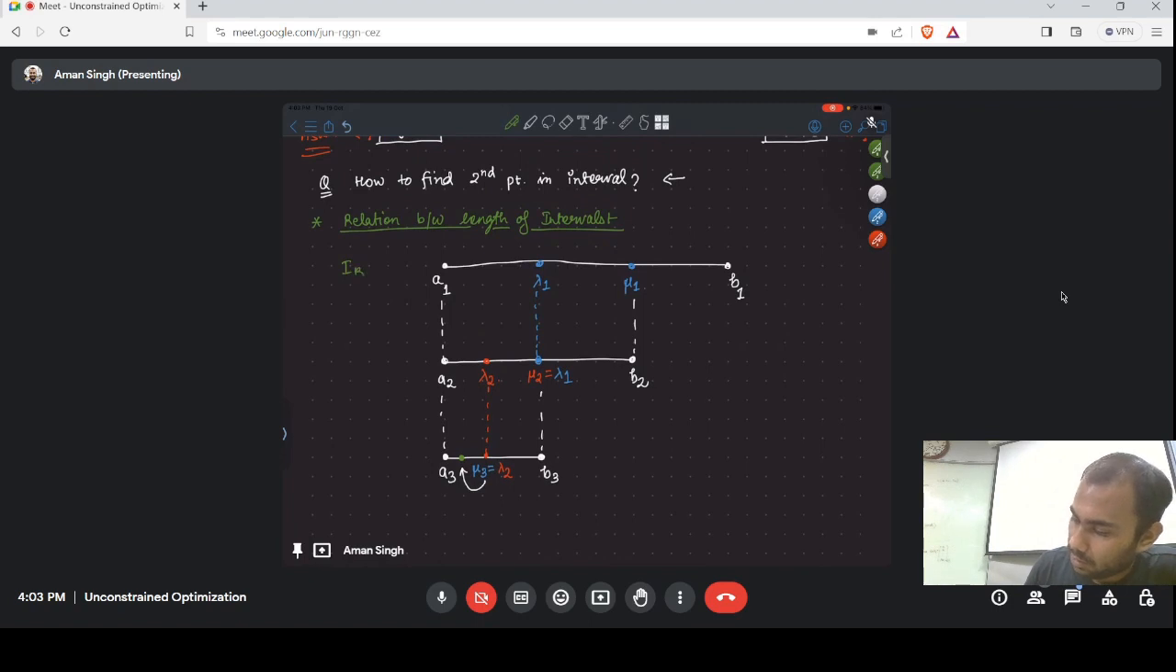Okay, so let's call this iteration I1, let's call this iteration I2, let's call this iteration I3. So here what I mean by iteration is I1 is the length of the interval of uncertainty, that is I1 is equal to B1 minus A1. Now if I1 is equal to B1 minus A1, I1 can also be written as B1 minus mu 1 plus mu 1 minus A1, correct? And if you look closely, mu 1 minus A1 is actually the length of interval 2 here.